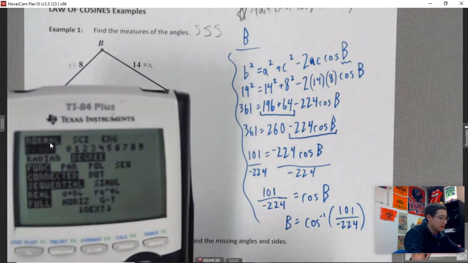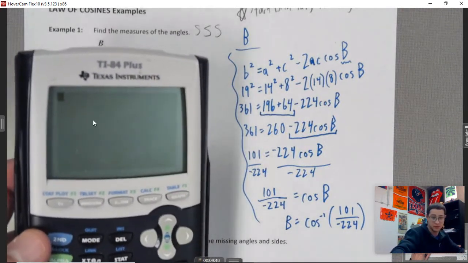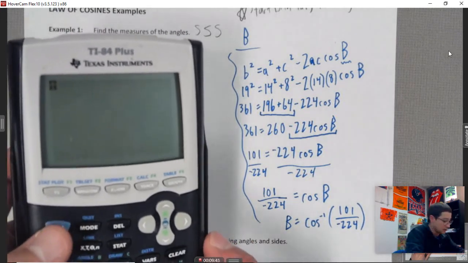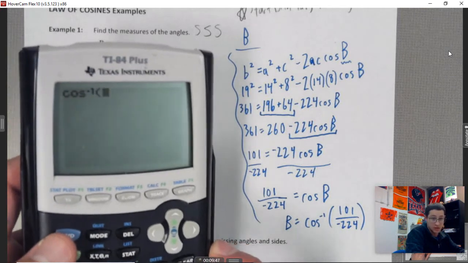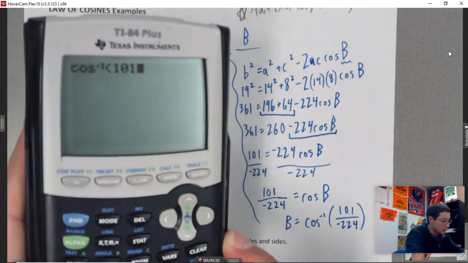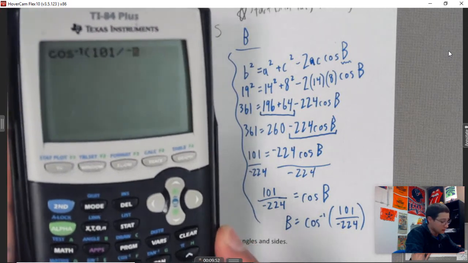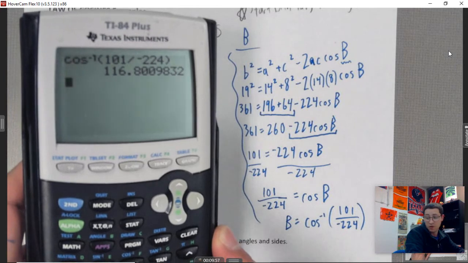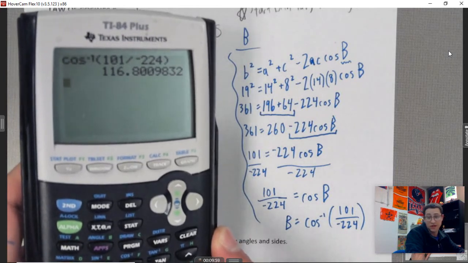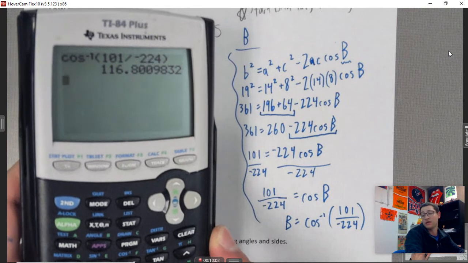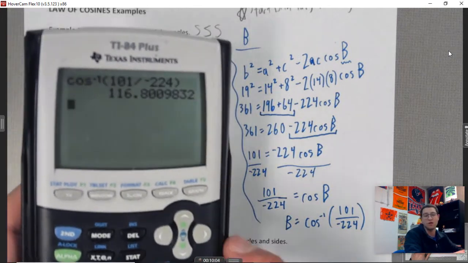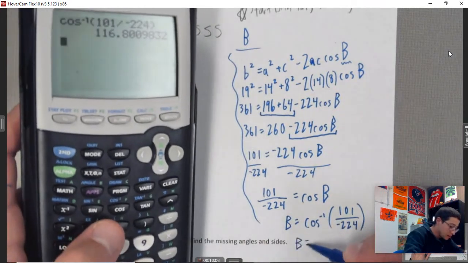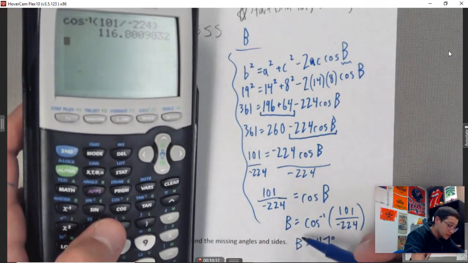We're good on that. But we're going to do second cosine to get us that cosine inverse, and that's what we're going to put in: 101 over negative 224. Make sure you keep that negative in there somewhere. Okay, and we're going to get about 116. So I guess we'll go ahead and round it up to 117 degrees. So B is equal to 117 degrees.